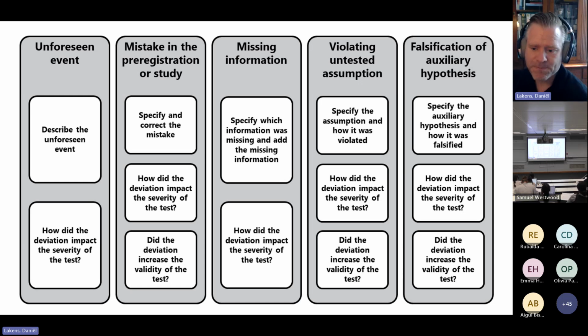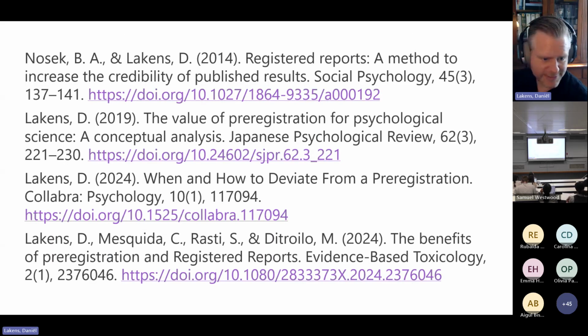It's pretty simple, but I think having a bit of a formal approach to this is useful as well. Some of the stuff I described is in these papers. I've written 4 papers on pre-registration and registered reports in my career.